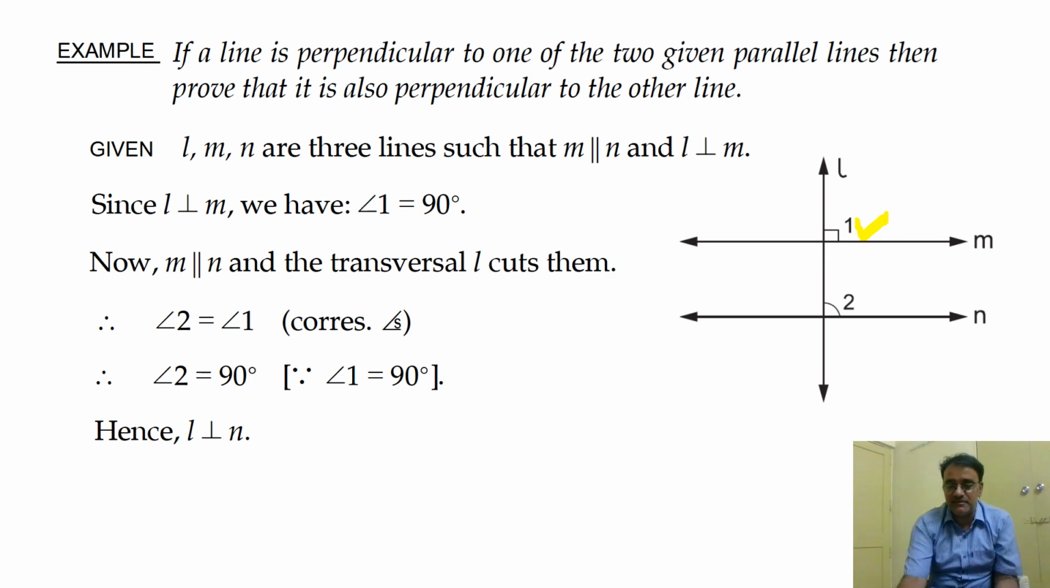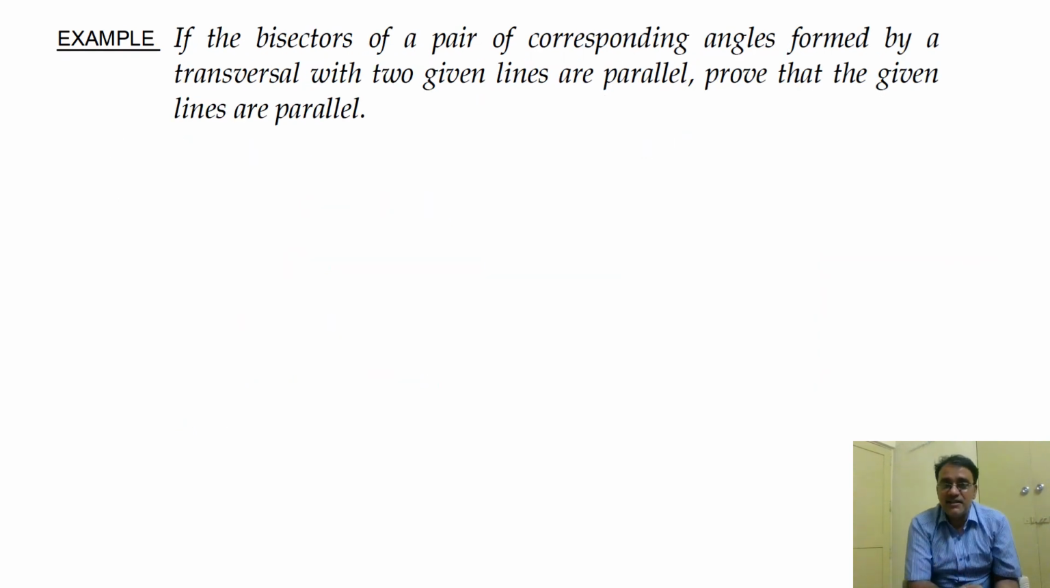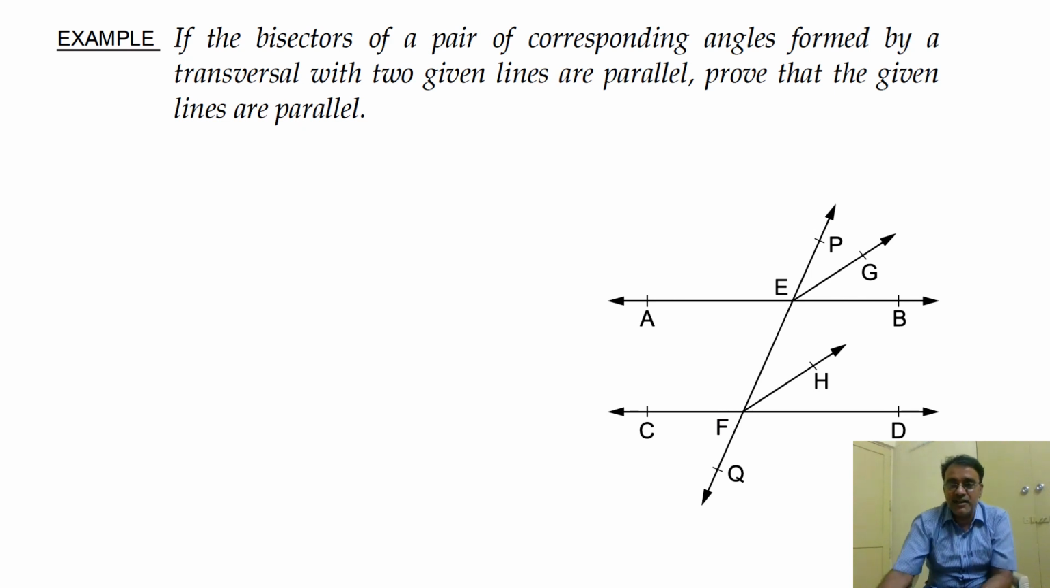So that was the first example. Now we are going to see one more example. If the bisectors of a pair of corresponding angles formed by a transversal with two given lines are parallel, prove that the given lines are also parallel. So let's take a diagram. Here AB and CD are not given as parallel, right? AB and CD are two lines such that this is one pair of corresponding angles. The bisectors of these angles are parallel.